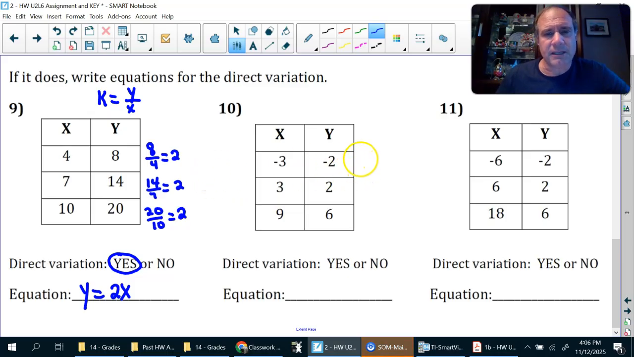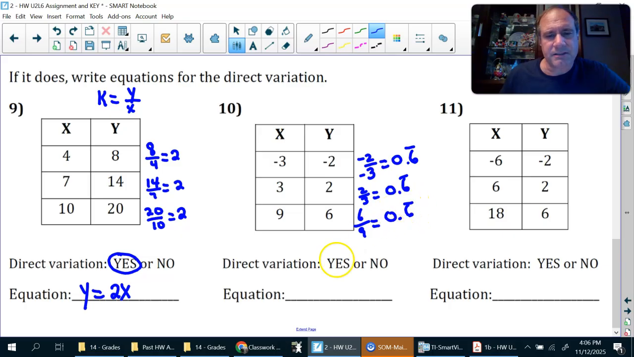So let's go ahead and do y divided by x. So negative 2 over negative 3 is a positive 0.6 with a line on top. Then 2 divided by 3 is also 0.6 with a line on top. And 6 divided by 9, these are all proportional. It's 0.6 with a line on top. Is this a direct variation? Yes, it is. And then you could put y equals, I'm going to put 2/3 because it's better as a fraction, 2/3 x.